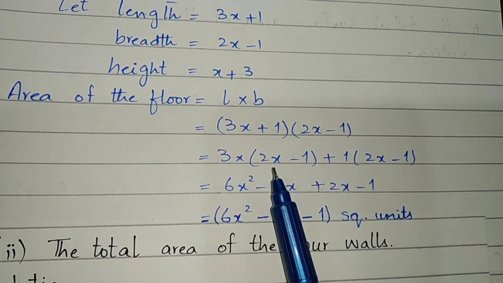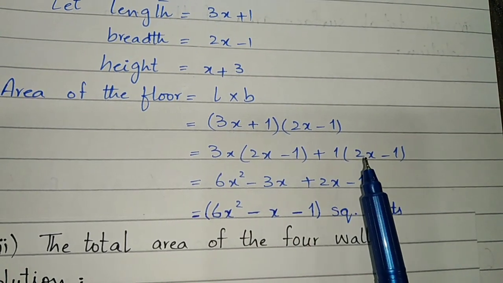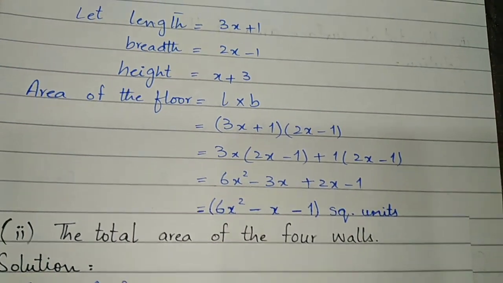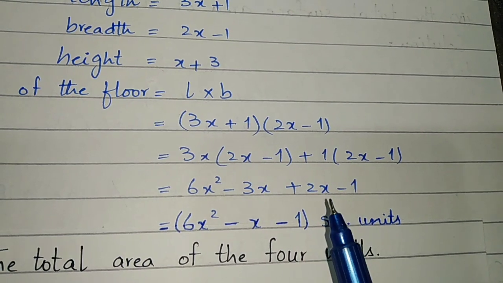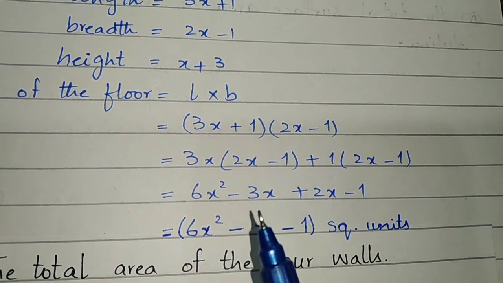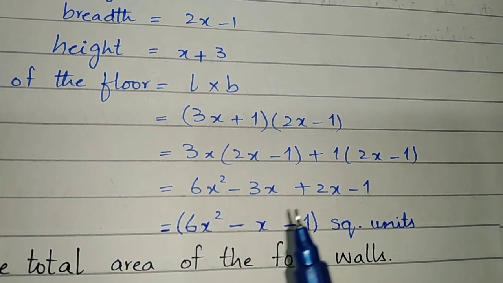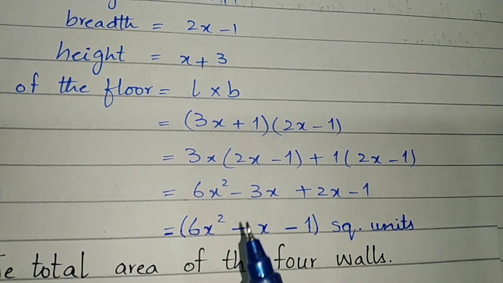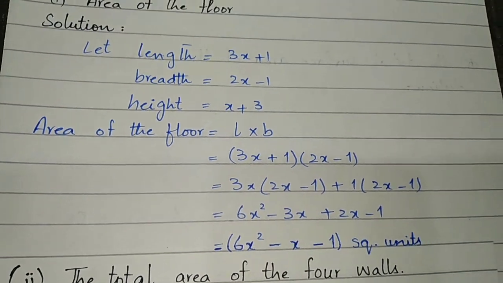Now 3 times 2 is 6x², minus 3x times 1, that is 3x, plus 1 times 2x, that is 2x, and 1 times −1, that is −1. 6x² − 3x and + 2x. These are like terms, so we have to add or subtract them. According to the condition, −3x + 2x, plus and minus, they are going to be subtracted. So 3 minus 2 is 1, and the sign of the larger term, that is negative, −x. So 6x² − x − 1 square units. This is the area of the floor.